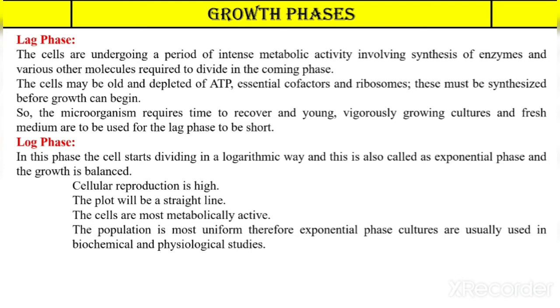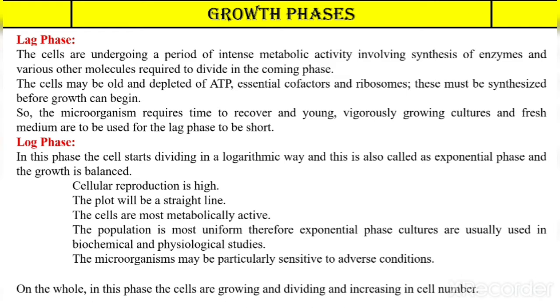Wherever you want to do research or something like that, we always use the logarithmic cell culture. Why? Because the population is most uniform. Therefore, we use the log phase culture in biochemical and physiological studies. The microorganism may be particularly sensitive to adverse conditions.